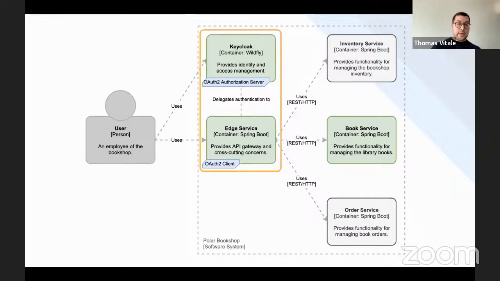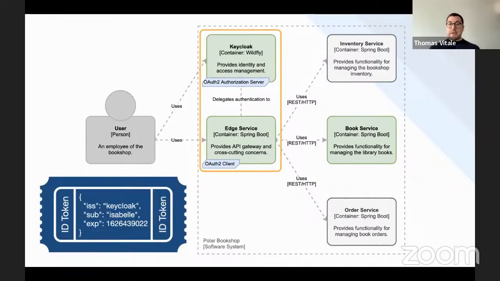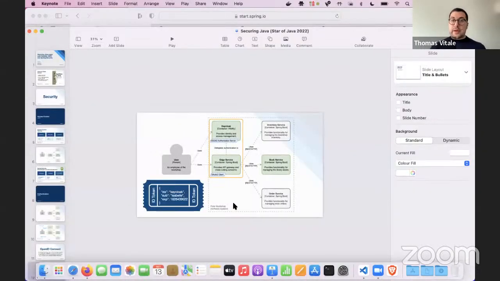So regarding informing Edge service about the user that just authenticated with Keycloak, we use an ID token. An ID token is a JSON web token, so it follows the JWT format, and it conveys some basic information about the user. For example, if I'm Isabel, then it contains the name Isabel in the token as the subject of the token, when the token expires, and who issued the token. In this case, it's Keycloak. So let's have a look at the system now and do some live coding.